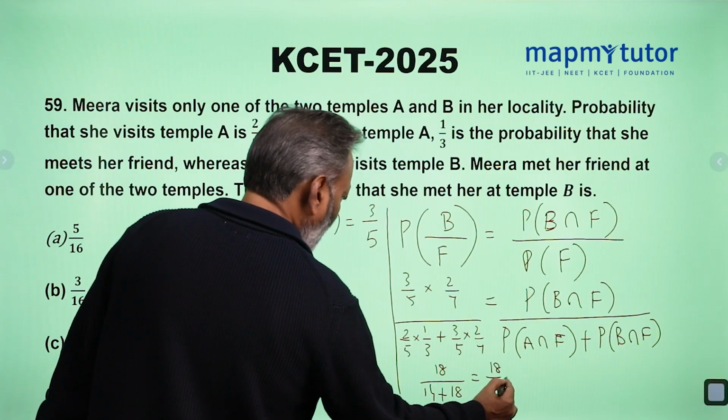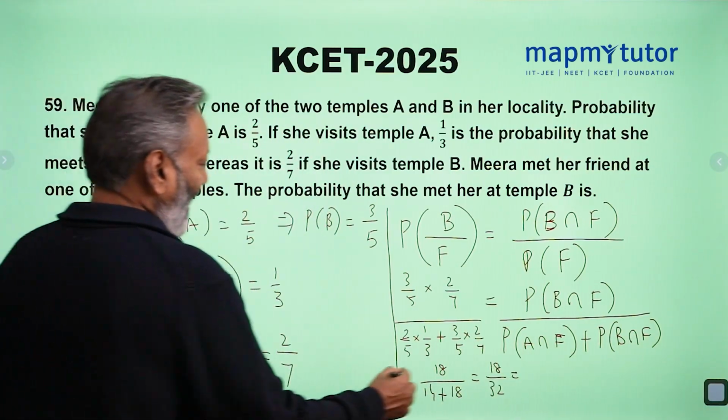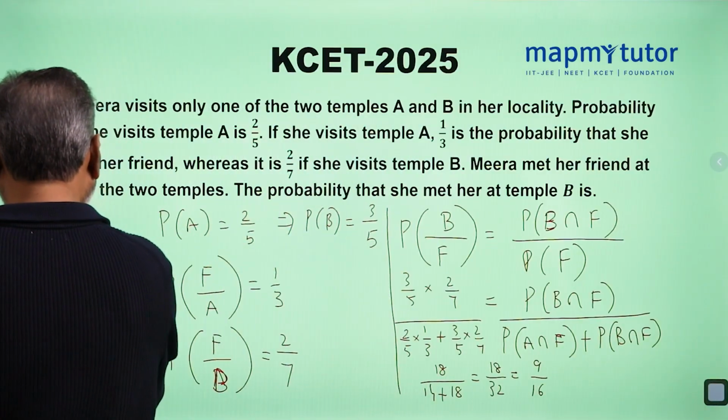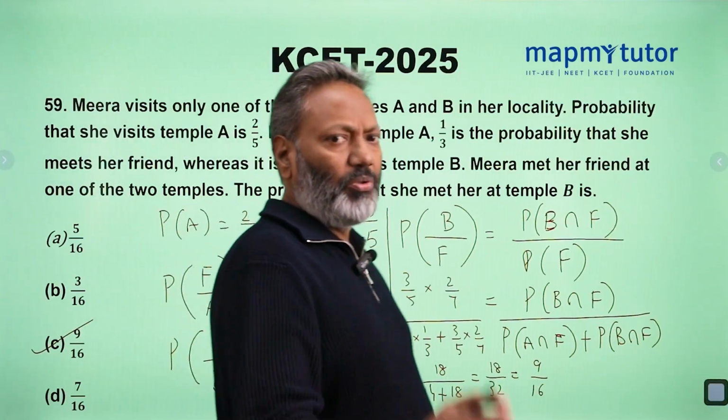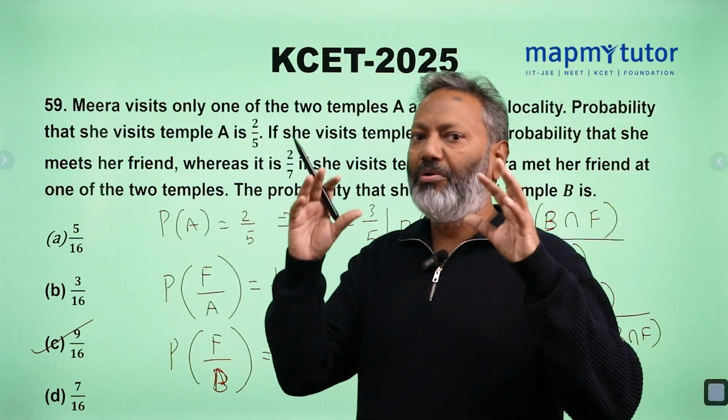So 18 by 32 or 9 by 60. Look at that. 9 by 60. Yes, option C. So you remember Bayes' theorem not mathematically. Okay, just you remember like this.